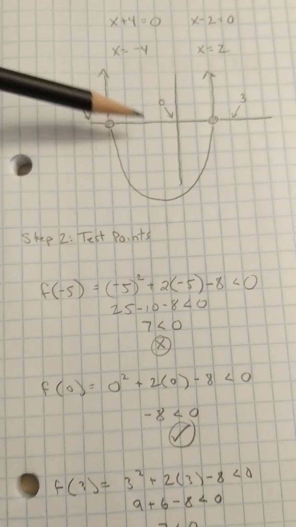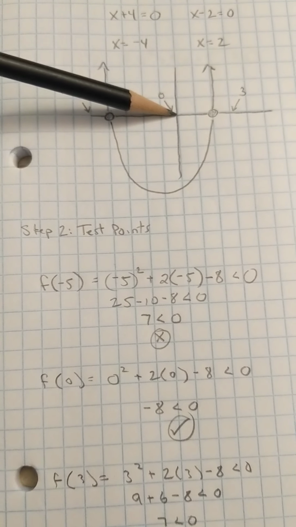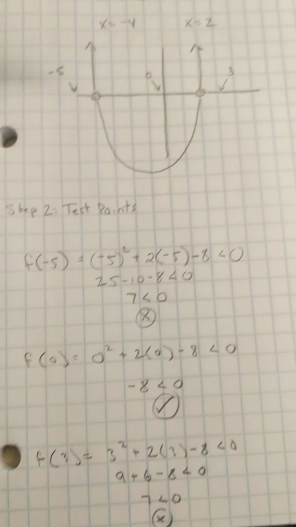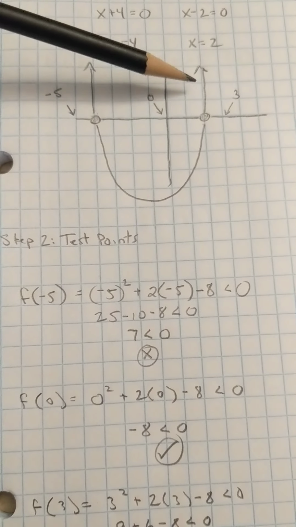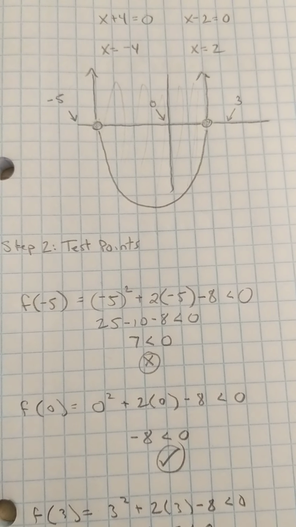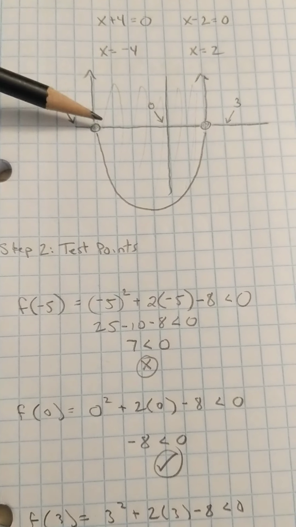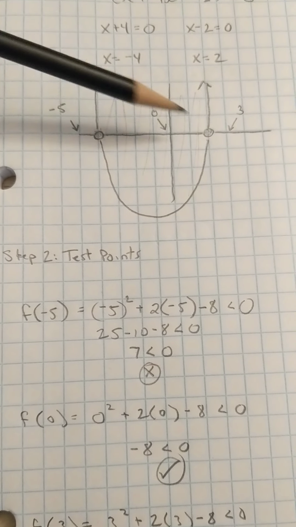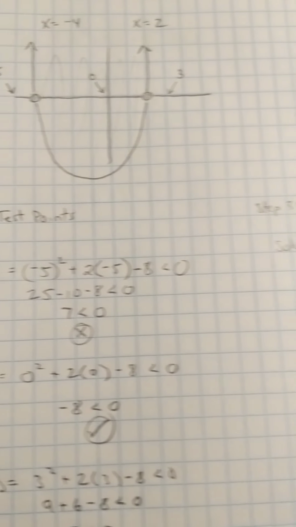I plugged in 0, it made a true statement, so I know that this is a solution. And then last step, I plugged in 3, and I got that it wasn't a solution. So I can conclude that my shading would be found in here. Therefore, my solution to where this quadratic is less than 0 will be between negative 4 and 2.